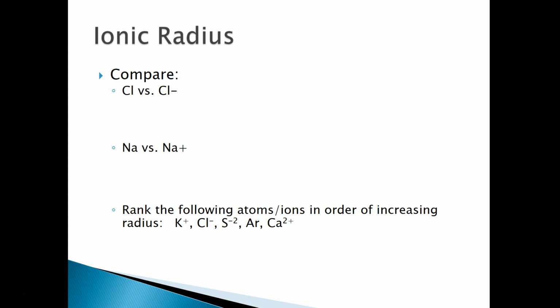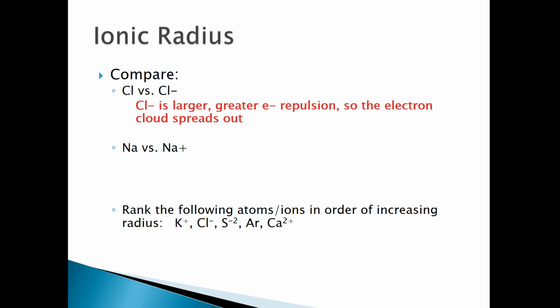Okay, ionic radius. Now, anions will always have a larger radius than their parent atoms. So in this case, the chloride ion will be larger than the chlorine atom. And the reason is greater electron repulsion. As we add electrons to the atom, we increase the total number of electrons and increase the total amount of repulsion. So the entire electron cloud will spread out a little bit, making the ion bigger.